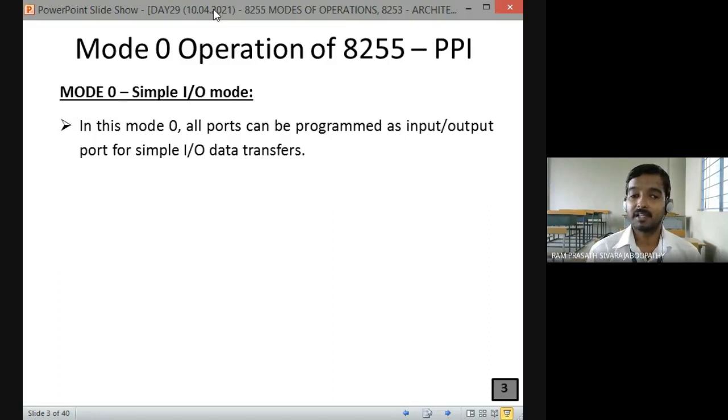Similarly, if the input device is not ready, we don't know whether the device is ready or not. But simply I am going to read. So this kind of data transfer can be used for simple applications where acknowledgement is not needed. Are you able to understand what I am saying?